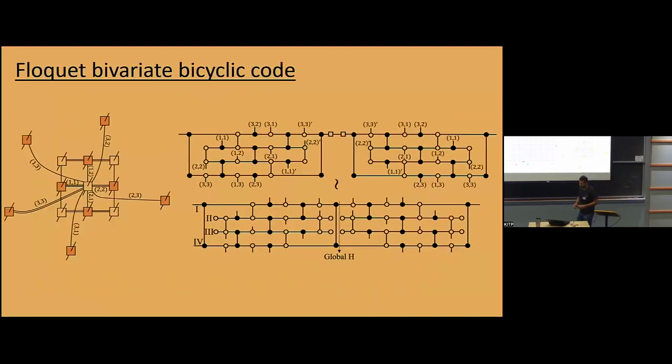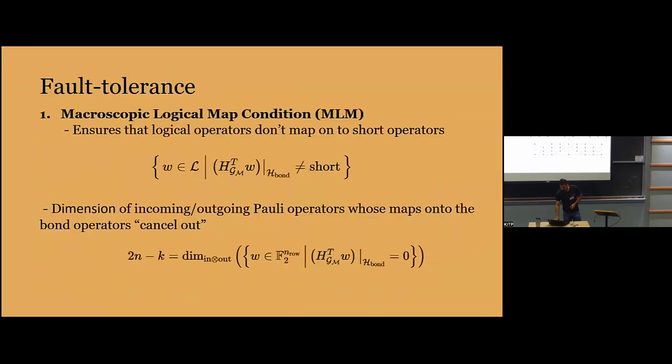And so for the Floquet version of this BB code, we recover this sort of ZX diagram, which tells you what sort of pairwise measurements you need to do. Okay, and also we have some automorphisms in some of these new Floquet codes we have written down using this sort of recipe. So I showed you how this construction outputs new examples, but we need to guarantee fault tolerance. And one condition we impose to have fault tolerance is called the macroscopic logical map condition.